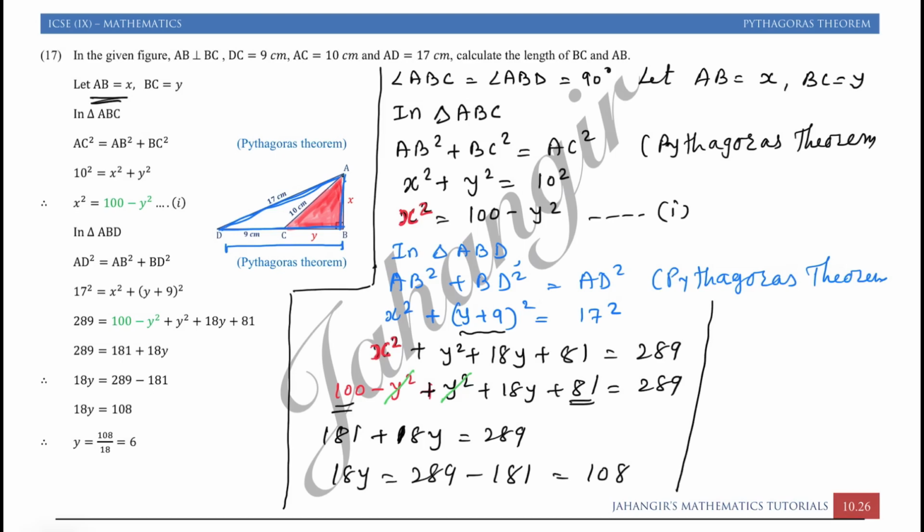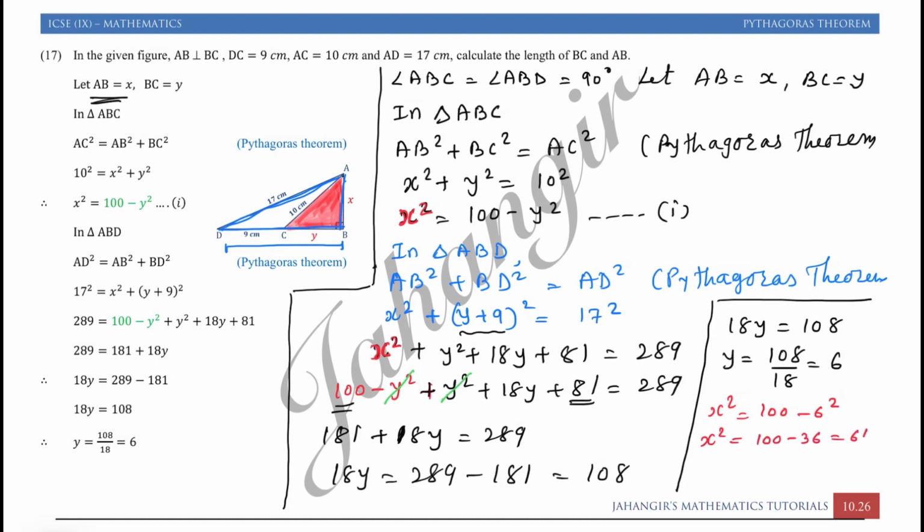So we will go to the next page for further calculation. Okay, let me finish it here. So 18y is equal to 108. Therefore y is equal to 108 divided by 18, which is equal to 6. Once you get y, you can substitute in x. So I can write x square is equal to 100 minus 6 square. So x square is equal to 100 minus 36, which is equal to 64. So x is equal to root of 64, which is equal to 8 centimeter. So y is equal to 6 centimeter, x is equal to 8 centimeter.